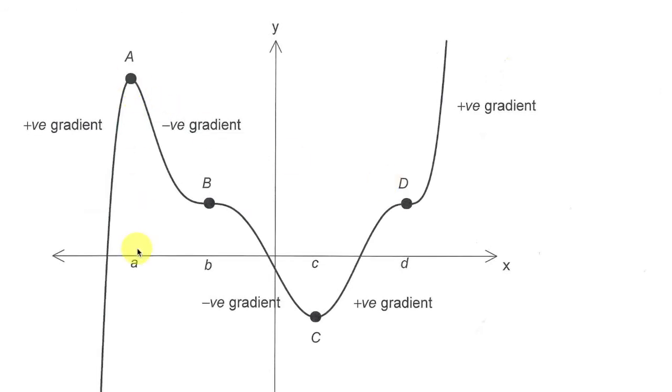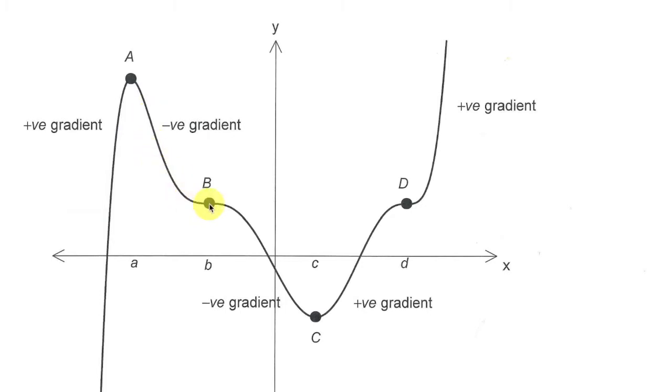At point A here, x equaling A, we have a maximum turning point. And it'll follow this pattern: positive gradient, zero gradient, negative gradient. We can use that information in what we call a sign diagram to help us identify the type of stationary turning point that we have.